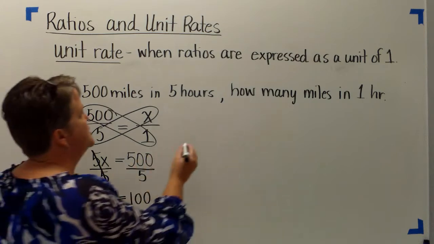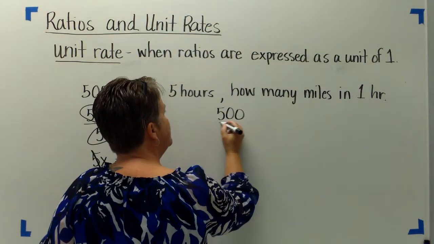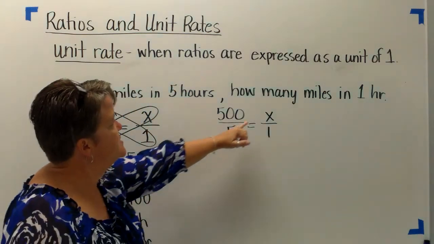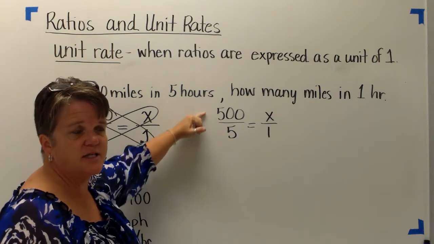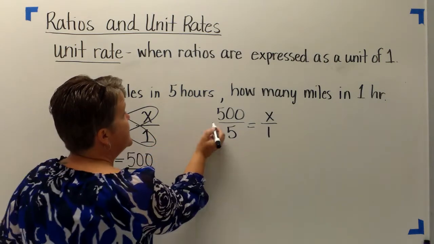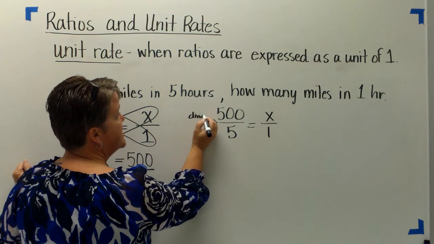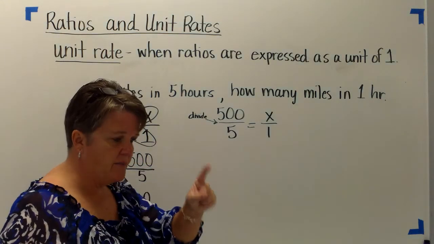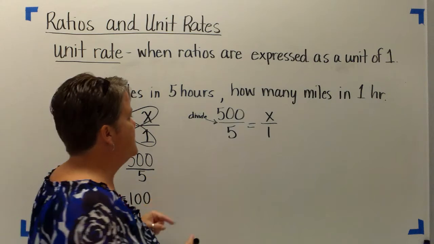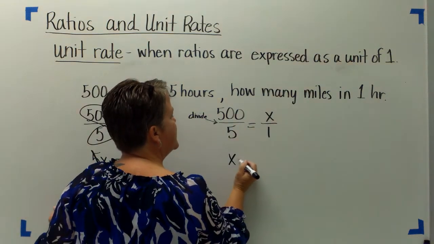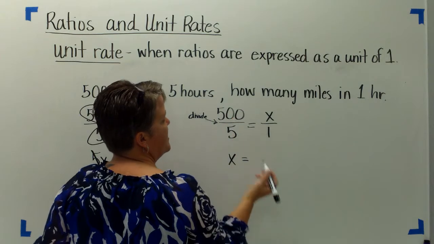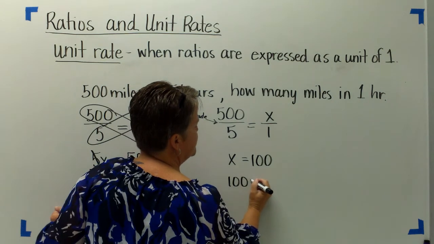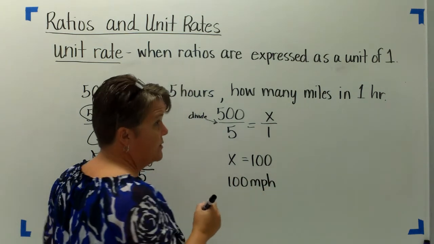So you have to be familiar with this. But if you look at this proportion, when you're finding unit rates, if you have a denominator of 1, basically to solve for x, all you have to do is divide. This is a fraction. This bar says divide. So if you're finding a unit rate, where your denominator is always 1, you can shortcut it and just say 500 divided by 5 and go straight to x being 100. So your answer would be 100 miles per hour.